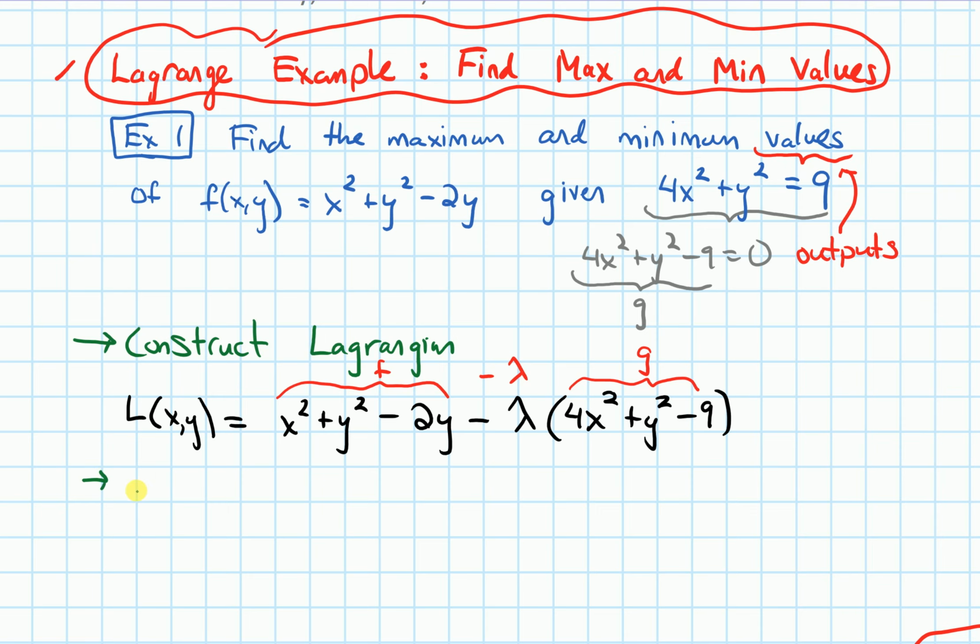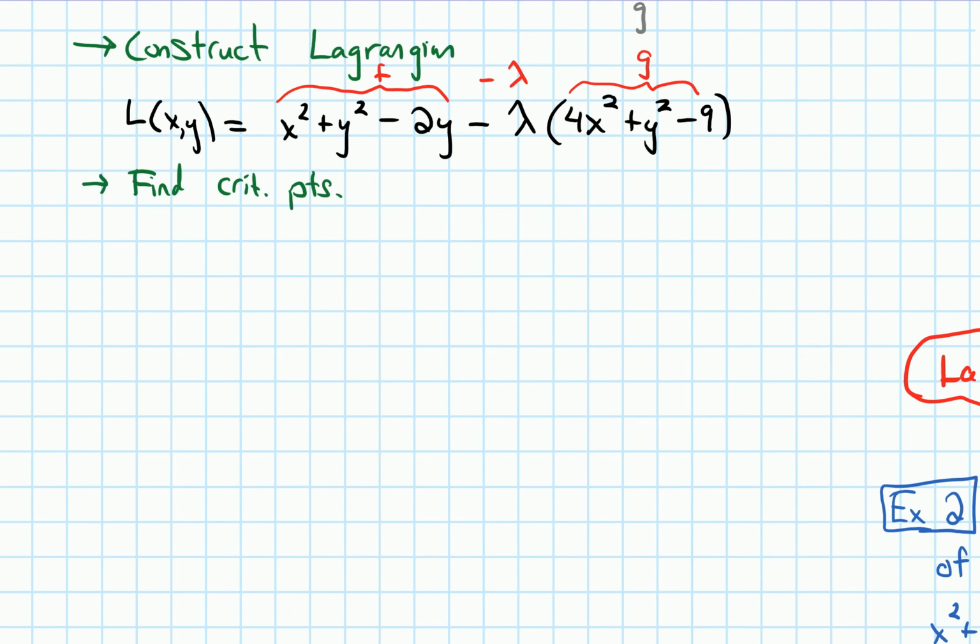So next we find the critical points. So we are going to need to take some partial derivatives of this. So let's take the partial with respect to x and set that equal to 0, and the partial with respect to y and set that equal to 0. So before I take these partials, let's simplify our Lagrangian function a little bit. Let's distribute the minus lambda into g, and that'll give us minus 4 lambda x squared minus lambda y squared plus 9 lambda.